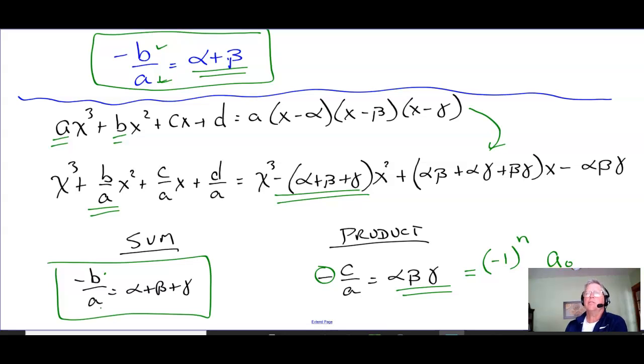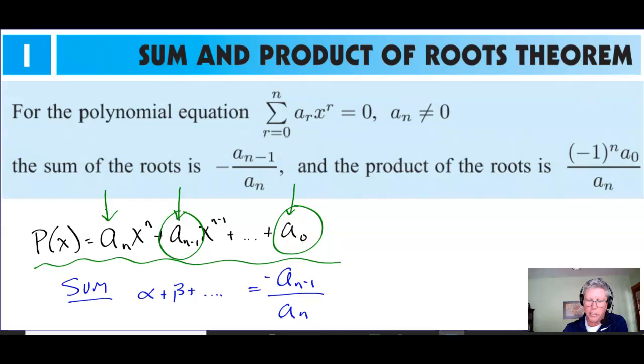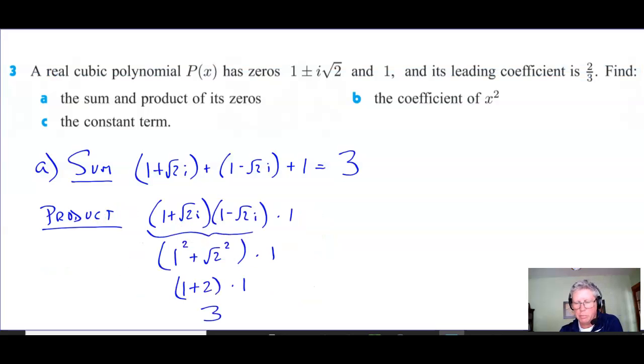So don't get nervous about what a sub 0 is. Put it in the context of the problem. Leading coefficient and constant. So I don't know if I went backwards or forwards. When you're looking at a polynomial, these are the 3 things you need to pay attention to. Okay, there you go. Let's do a few problems.